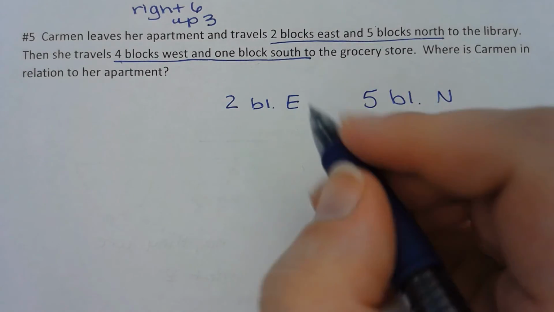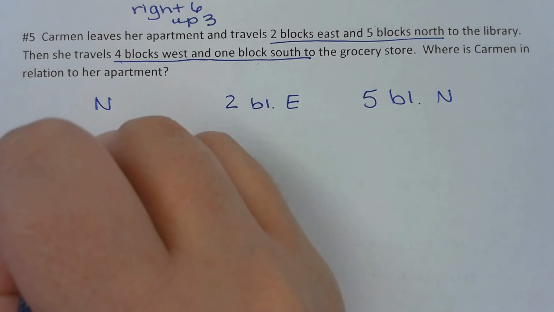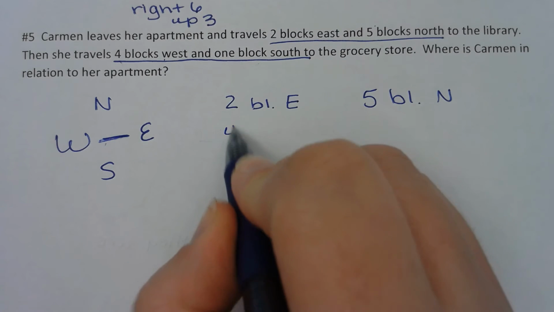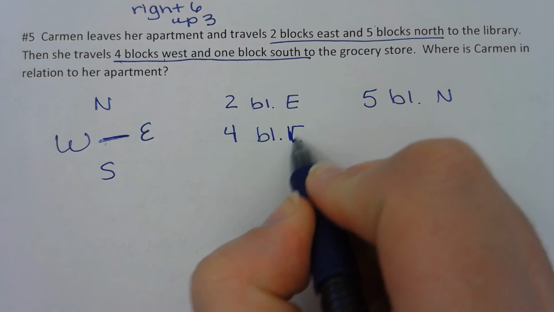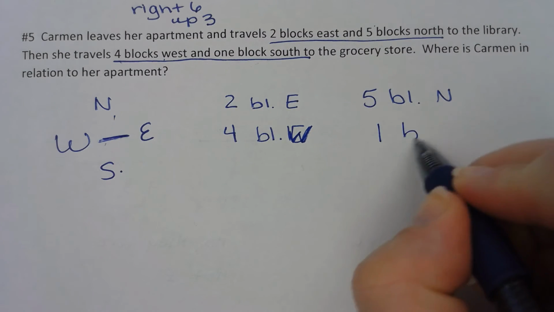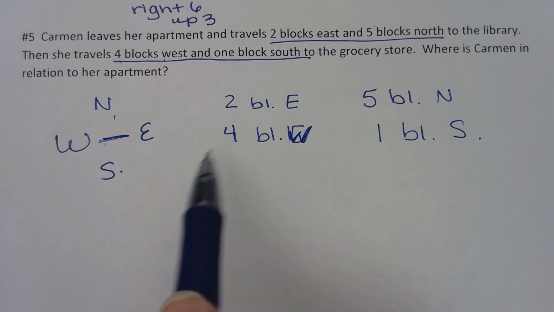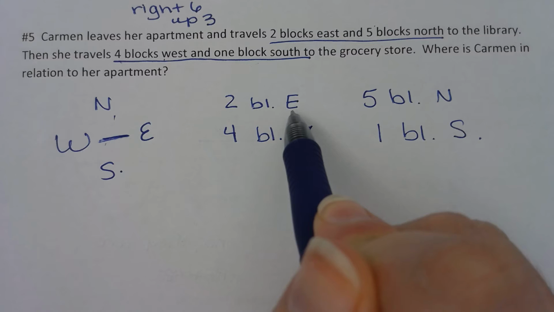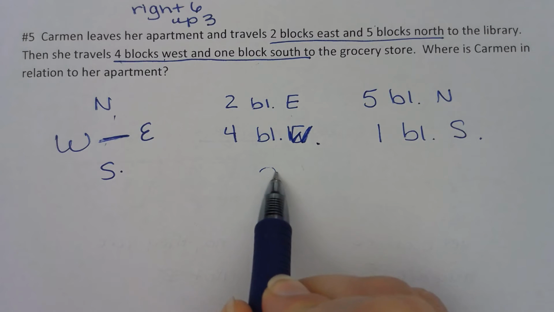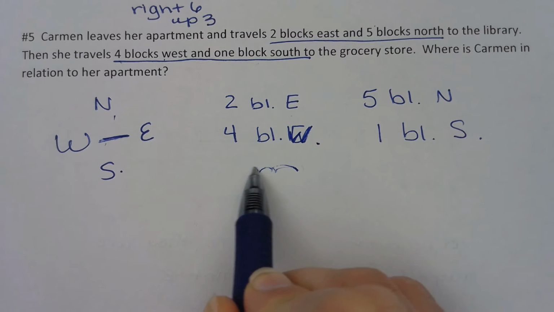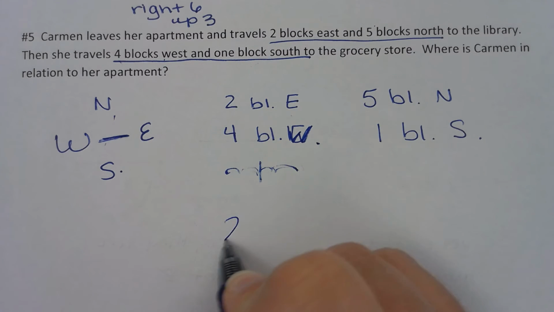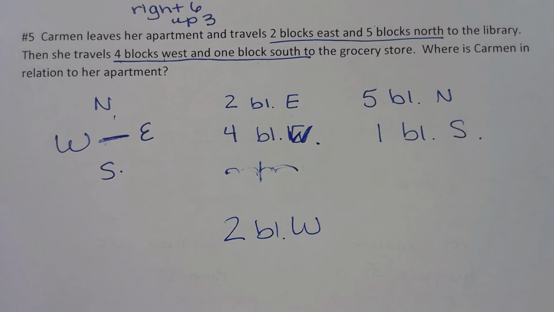Now 4 blocks west. West is the opposite of east, so 4 blocks west. Okay, and then north and south are opposite, so 1 block south. Now take a look at what's happening here. If I go 2 blocks east and 4 blocks west, that's like going over 2 units here and then going 4 units back. You still have 2 west blocks left over, so that's a net gain of 2 blocks west.